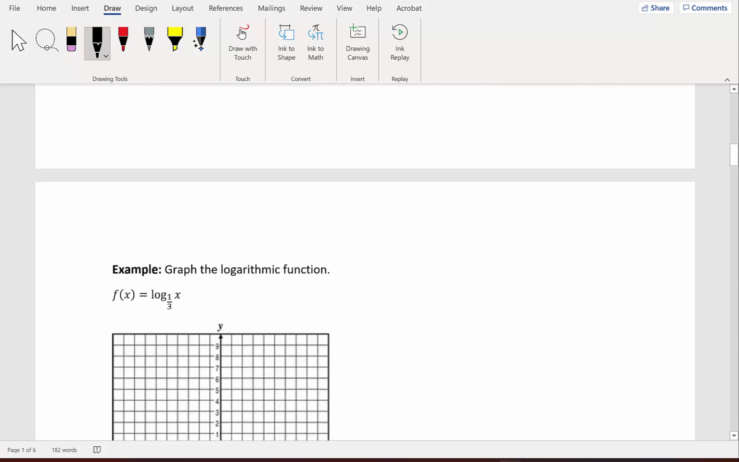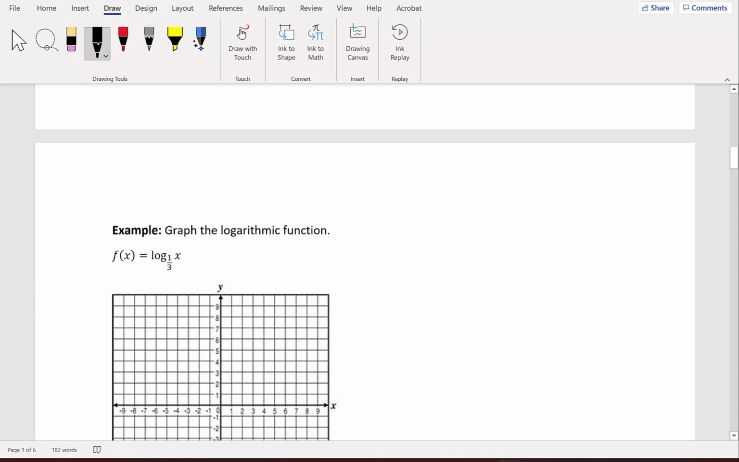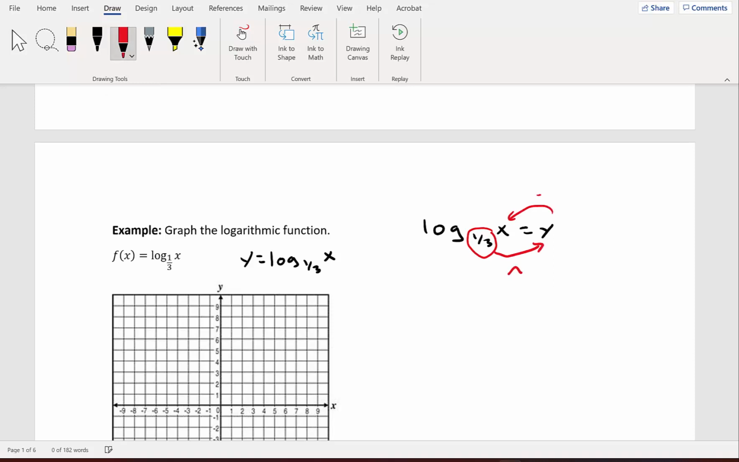Let's take a look at another problem. So now we have f of x is equal to log base 1/3 of x. So let's go ahead, let's change our f of x into a y first. So we have y is equal to log base 1/3 of x. But now I'm going to rewrite it so my y is on the other side of the equation. So I have log base 1/3 of x is equal to y. So now I could go ahead and change this into exponential form. Take your base, raise it to the yth power, and it has to be equal to x. So I have 1/3 raised to the yth power equals x. Now let's go ahead and create a table.